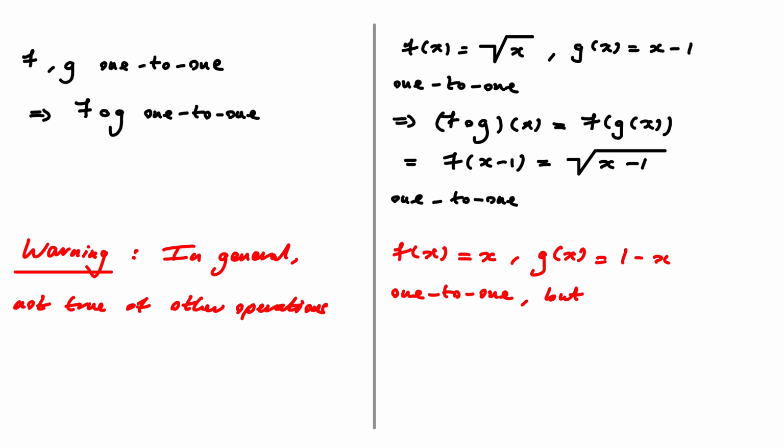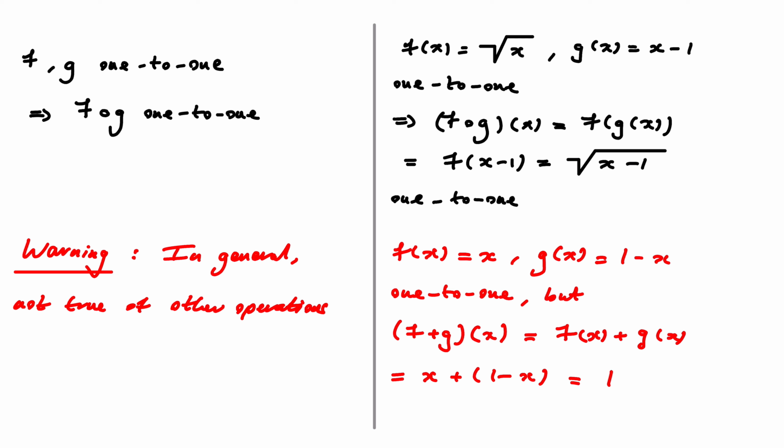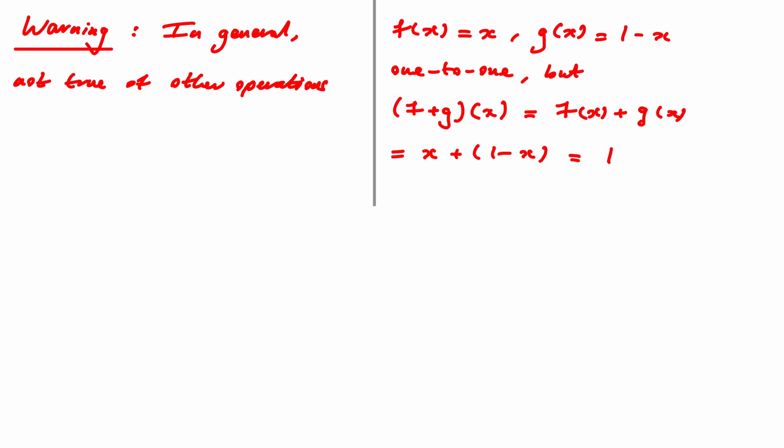but, well, if I was to take the sum, by definition, remember this is the output of f plus the output of g, so that would be equal to x plus x, or 1 minus x, sorry, is that what I've written? Yeah. But now that x will cancel, I'm left with 1. So this now is the constant function 1. For any input, you're just outputting 1. So that's extremely non-one-to-one, because anything going in gives the same output. So this is not one-to-one.